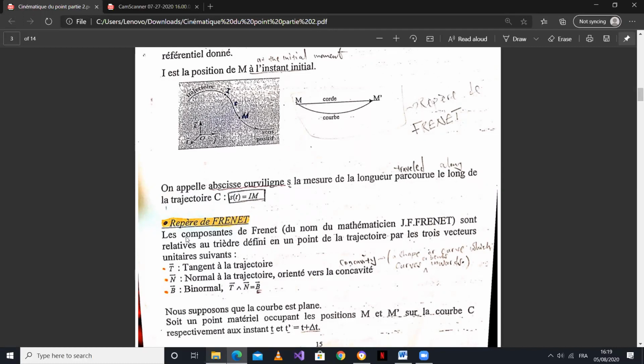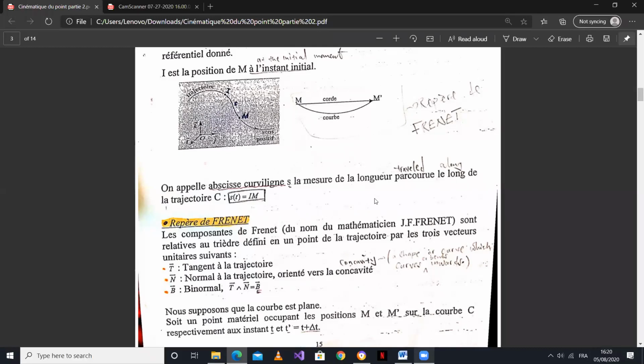As you can see from the picture there, you have N and T aligned on the page, and you have B appearing to be coming out of the page. You guys get that? Yes.